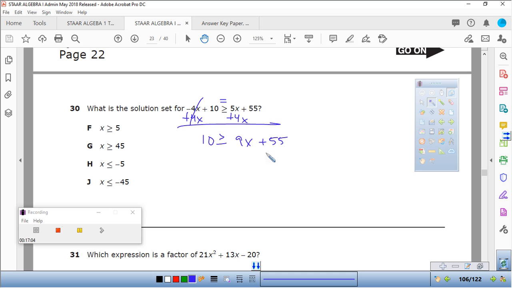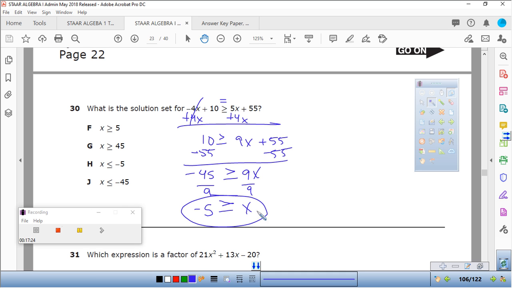In this situation, I'm going to minus 55. Oh, my bad. Minus 55, which gives me a negative 45. It's greater than or equal to 9x. Now I'm going to divide by 9, and we're going to have x is greater than or equal to negative 5.